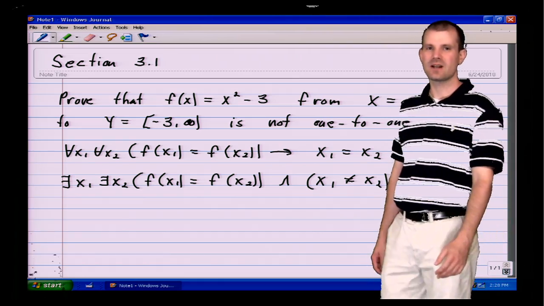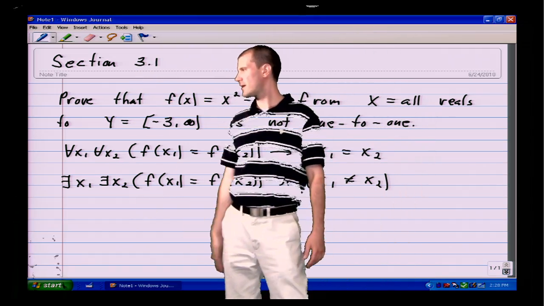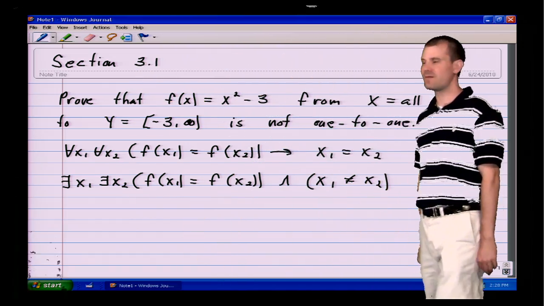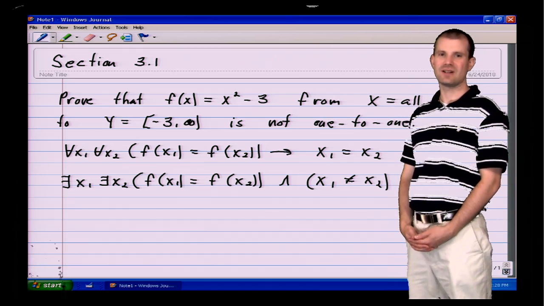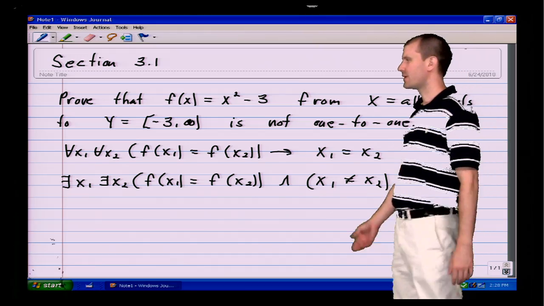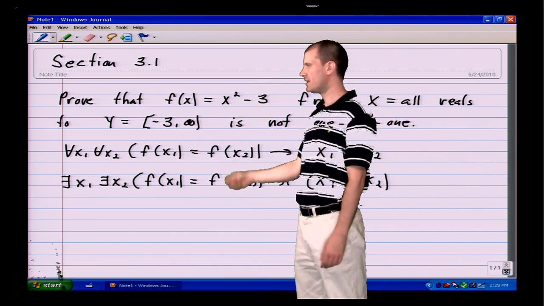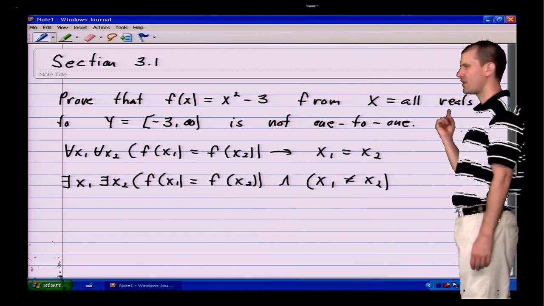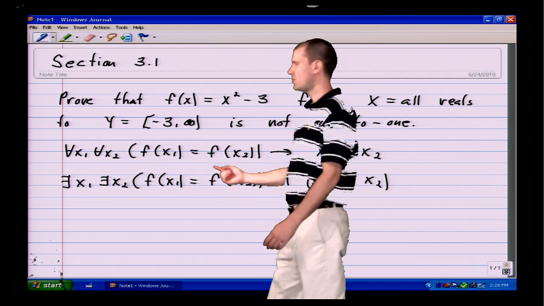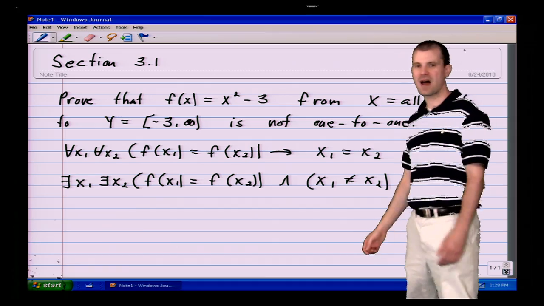Okay, so again in this video we're in section 1.3 from your book, working with one-to-one functions. And so for this example I'm going to prove that a function is not one-to-one. So the function is x squared minus 3, and I'm taking this from the set of all real numbers to the set negative 3 to infinity, and I'm going to show this is not one-to-one.